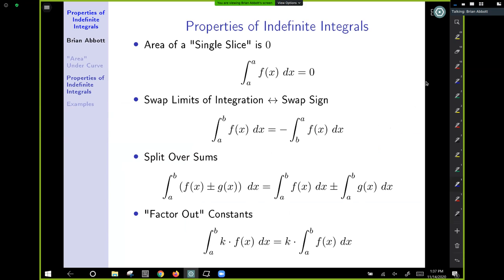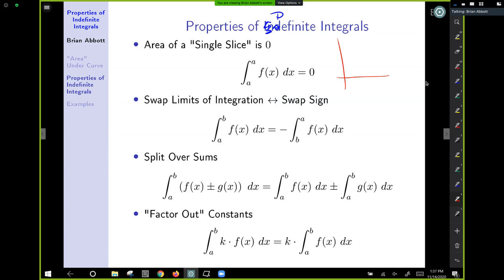Okay, so here's the meat and potatoes of this lecture, or this particular video. And again, apologies here. It's not indefinite, it's definite integrals. The area of a single slice is 0. Okay, well, what does that look like? The key idea here is that your limits of integration are the same. So what would that look like in a picture?